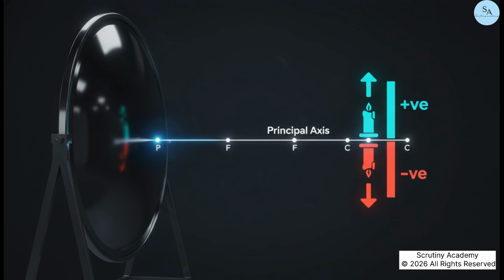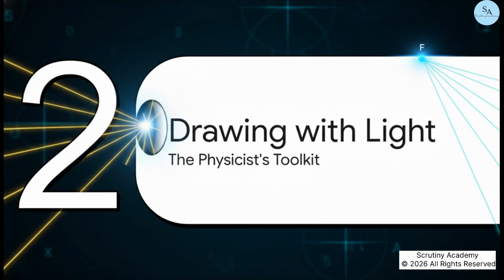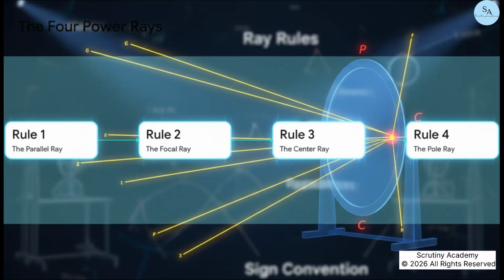All right, now that we know the rules of the road, our sign convention, it's time to grab our toolkit. To actually see and find where an image is going to form, physicists use a few special, totally predictable light rays. This is how we're going to draw some really accurate diagrams. Turns out there are 4 main power rays that are incredibly helpful. And what's really cool is you don't even need all 4. Most of the time, just picking 2 of them will let you pinpoint the exact location of any image. Let's take a look at each one.